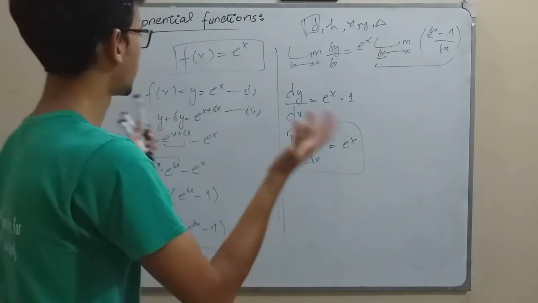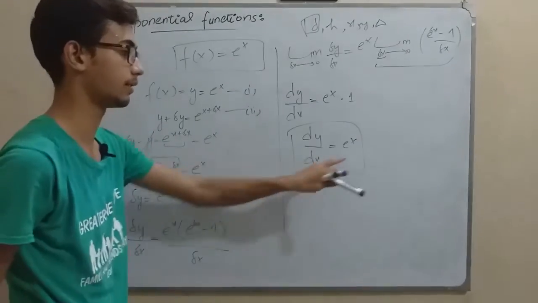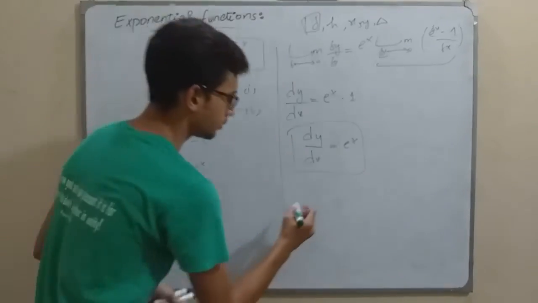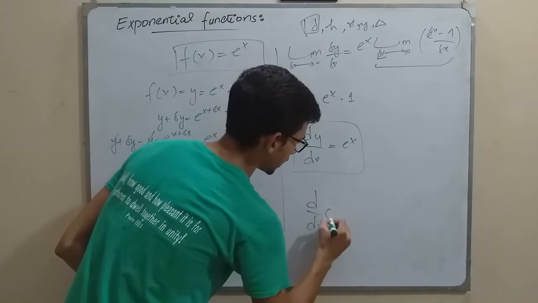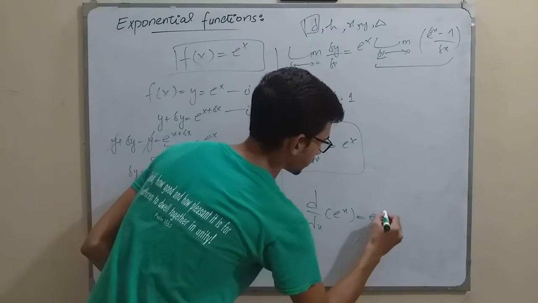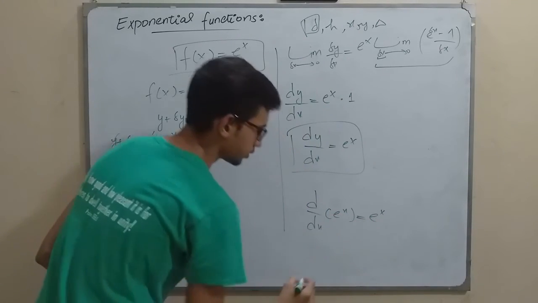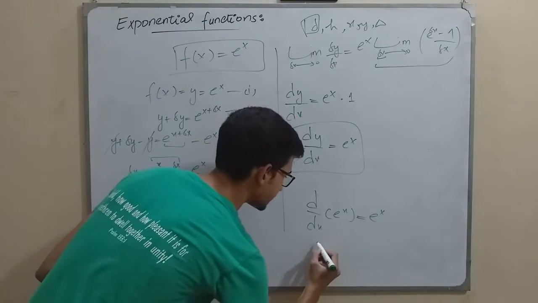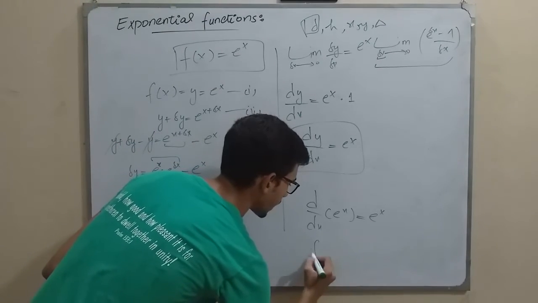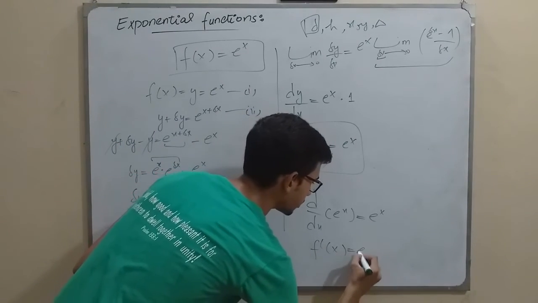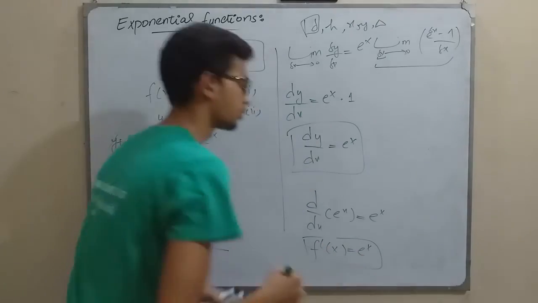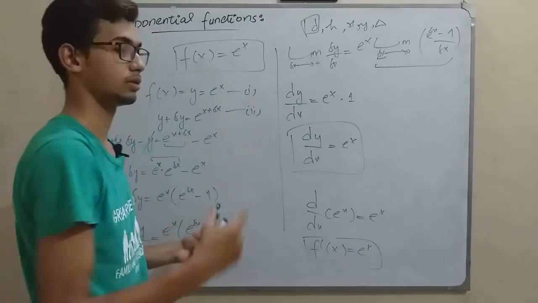Well, if I differentiate this function, I will have again the same thing. It means that d over dx of e^x will be equal to e^x. This can also be written in another form like f prime of x is equal to e^x. So this is the significance of Euler's number.